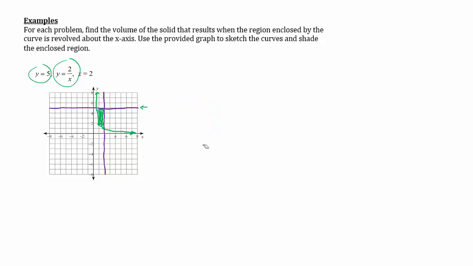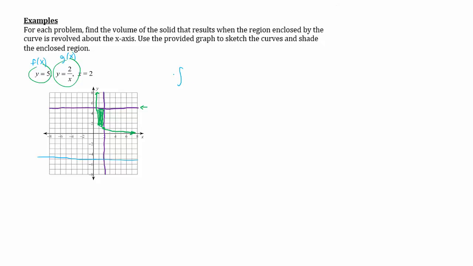What is important is saying which one of these is our outside function and which one is the inside. And so y equals 5 is going to give us the outside, because if we reflect it down here to the bottom, that's our bigger radius that we're finding. So this is going to be our f of x in our formula, and then the 2 over x is going to be our g of x, so it's going to come second.